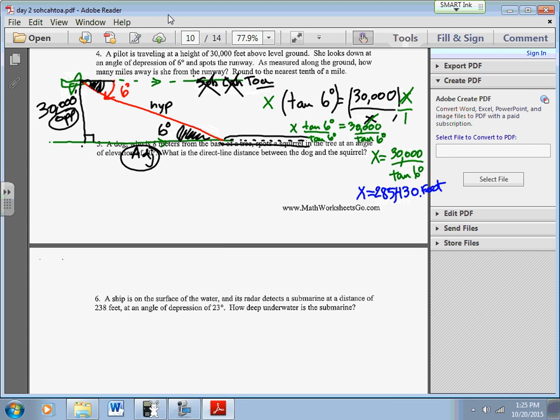Give me an answer to the question. Think so? Jonathan, what do you think? Did you answer the question? No. Read the last sentence of the question, Jonathan. Round to the nearest 10th of a mile. It said round your answer to the nearest 10th of a mile. The answer is in feet right now. It's not in miles.